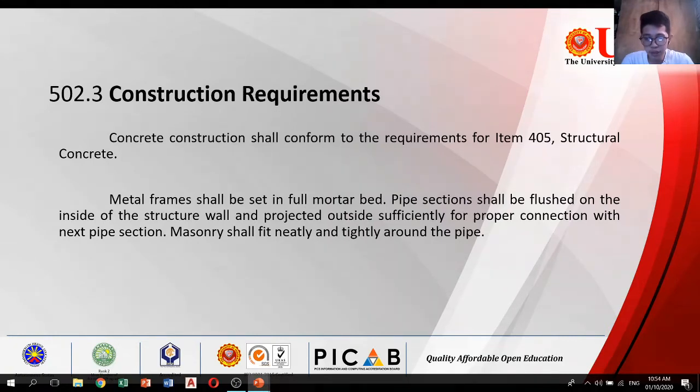Upon completion, each structure shall be cleaned of any accumulation of silt, debris, or foreign matter of any kind and shall be kept clear of such accumulation until final acceptance of the work. So excavation and backfill shall be done in accordance with the item 103 structure excavation.